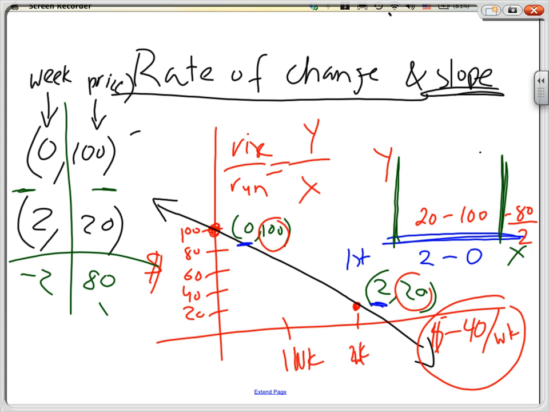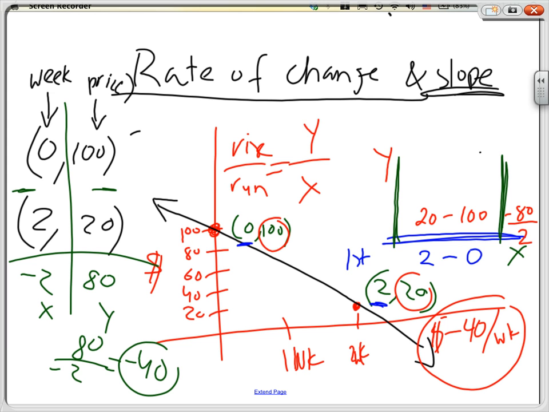Okay, and we know that this is y, this is x, right? And the structure goes over foundation, so therefore we take 80 over negative 2, which is? Same answer. Two ways. I don't care which way you want to do it, but as long as you know that it's structure over foundation, or y over x, you're good to go. That's what you need to recognize. Any questions so far on that one?